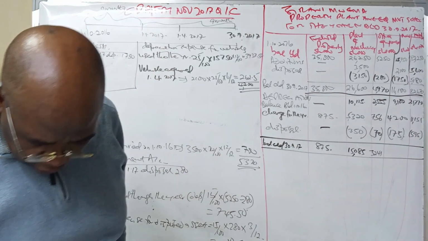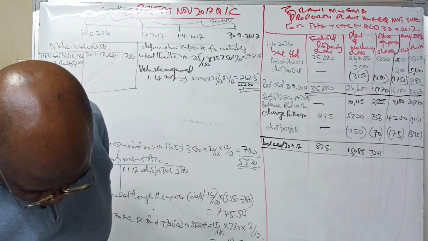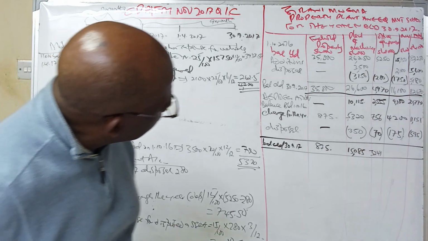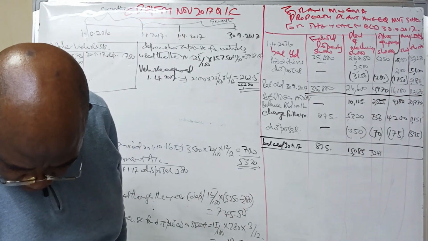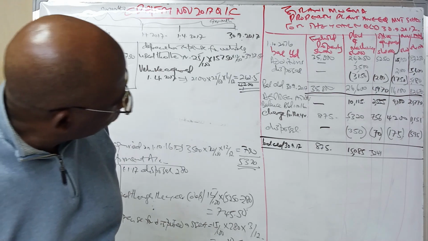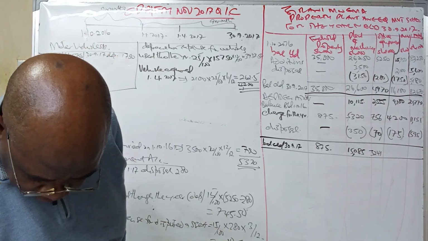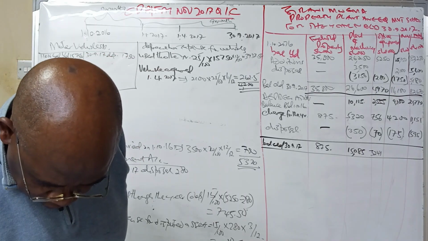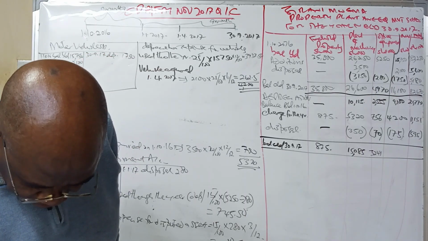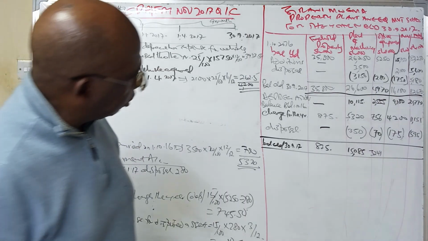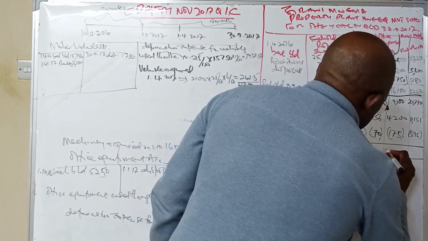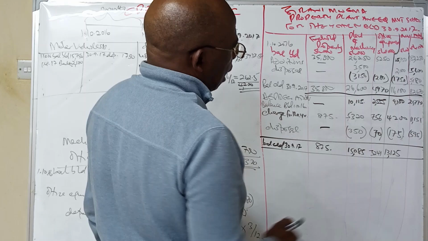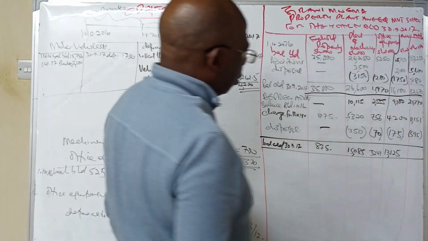Then we go to motor vehicle, and we say 9,100 plus 4,200 minus 175, we get a figure of 13,125. Then we go to the totals.